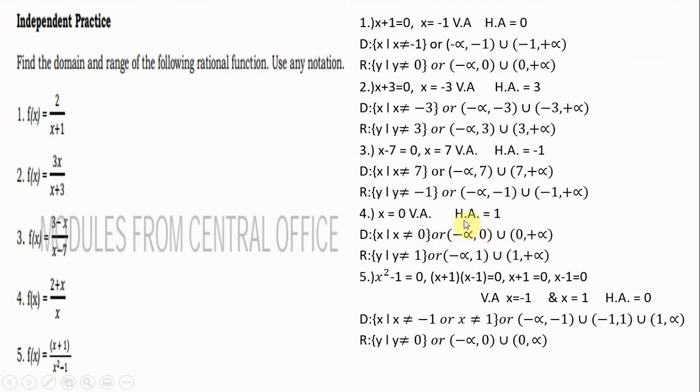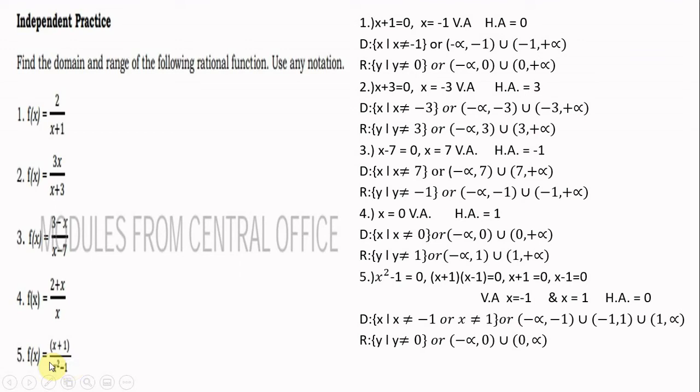Our horizontal asymptote is the basis for our range, and our vertical asymptote is the basis for our domain. So our domain is the set of x such that x should not be equal to 0, or in interval notation, negative infinity and 0, union 0 and positive infinity. Our range is the set of y such that y is not equal to 1, or in interval notation, negative infinity and 1, union 1 and positive infinity.